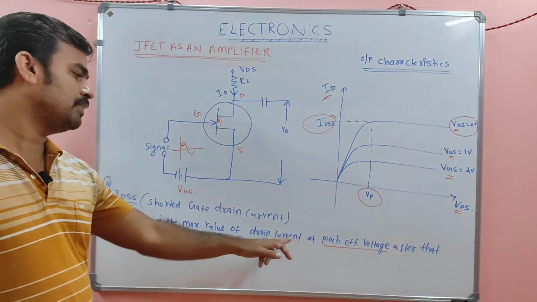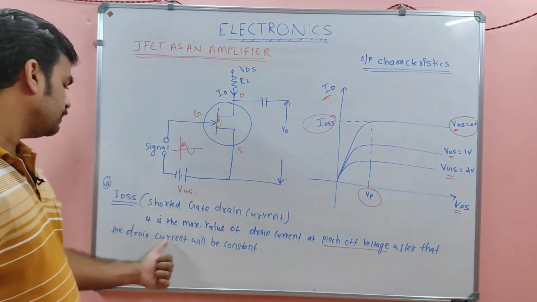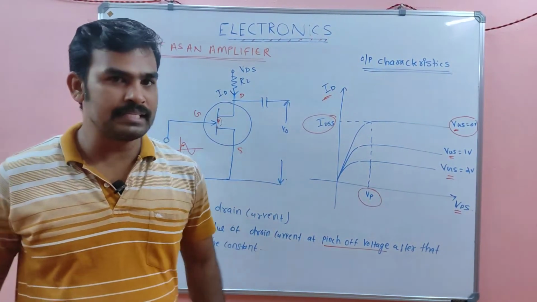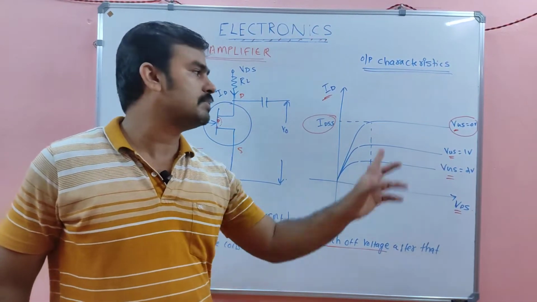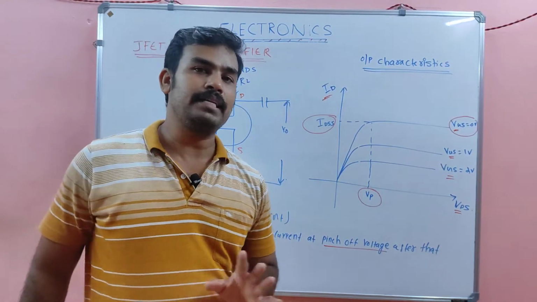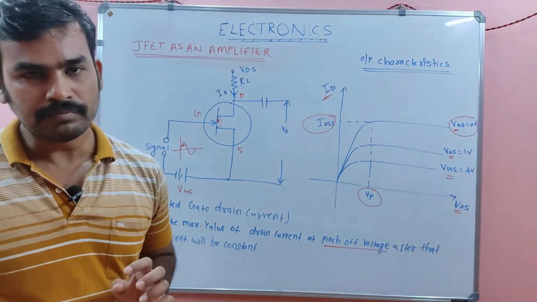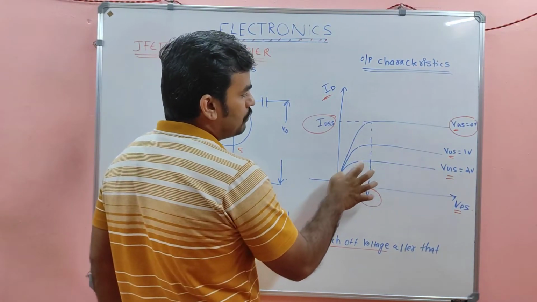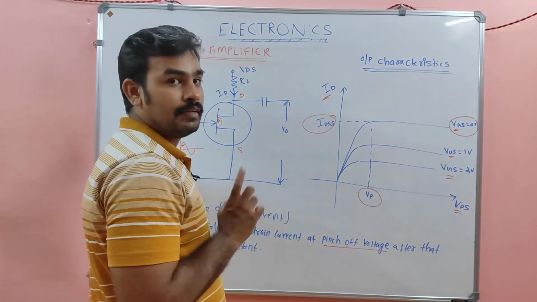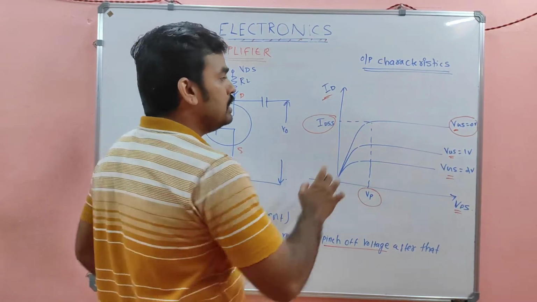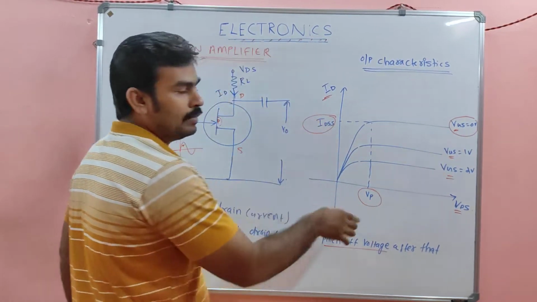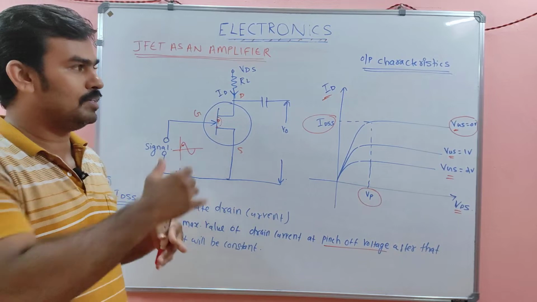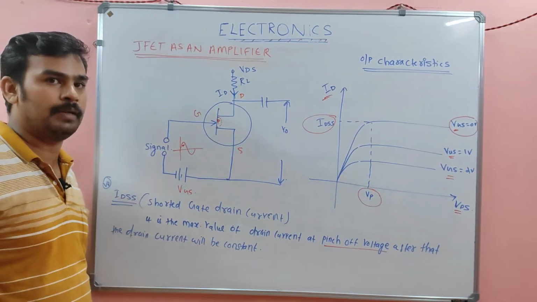It is the maximum value of the drain current at the pinch-off voltage. After that, the drain current will become constant. And pinch-off voltage is a particular value of voltage such that after that voltage, the drain current will become constant. That is called the pinch-off voltage. We can't define pinch-off voltage separately here. Is it correct? So these can only be explained together by IDSS, VGS and VP, not separately.